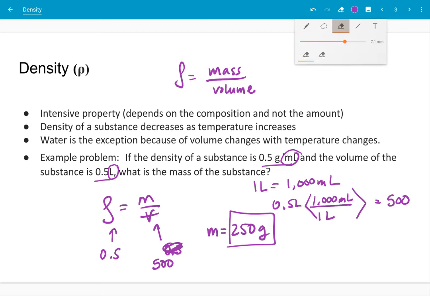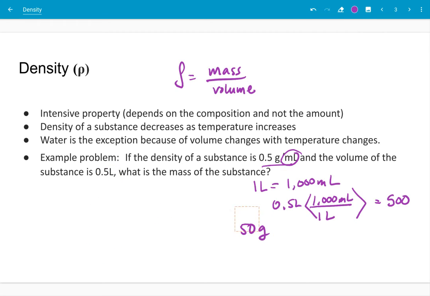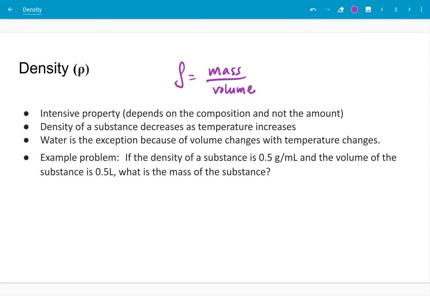I would also like to show you how this connects with the factor label process. So I'm going to show you another way we can solve for density all in one equation. I'm going to start with a given of 0.5 liters. And I notice that this is in milliliters, so I'm going to put in my conversion, knowing top bottom cancels. And so my liters will cancel and I have milliliters on top.